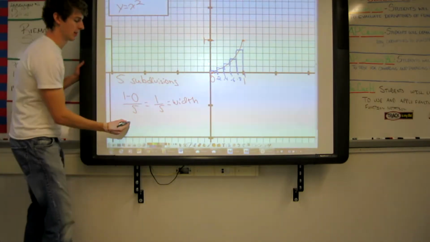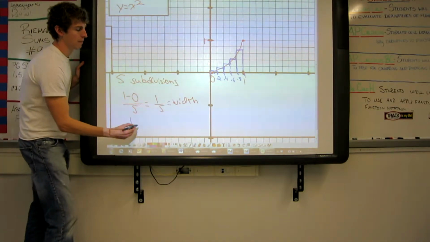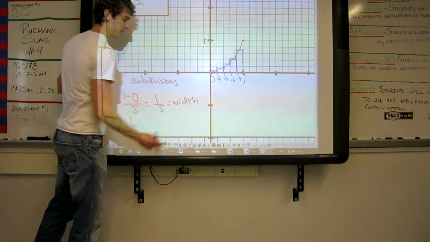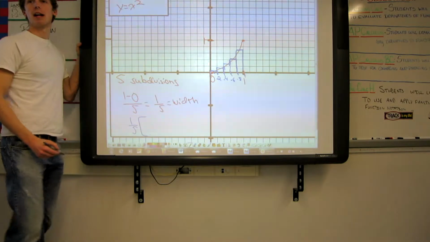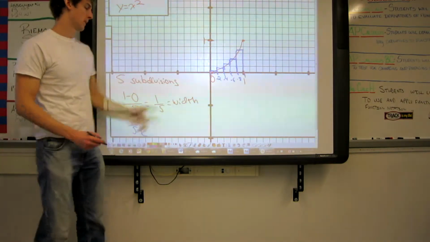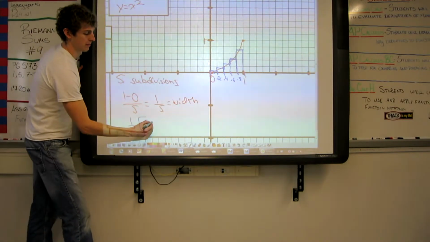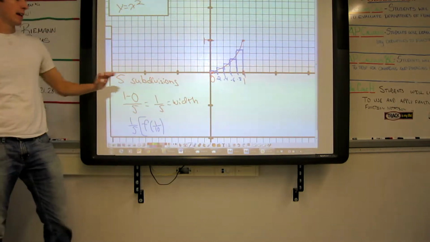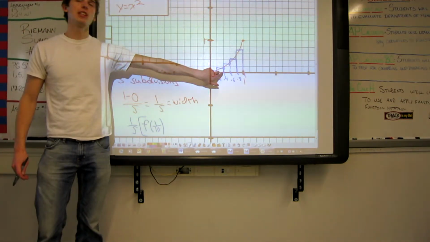So let's look at this. I just want you guys to understand it conceptually. Our width is going to be 1/5 for all of them, right? Now let's tally up all our heights. The first one, it's going to be f of what? F of 1/10. I just said interval from 0 to 1, sorry. I didn't actually do it. Okay. What would the second one be, guys?